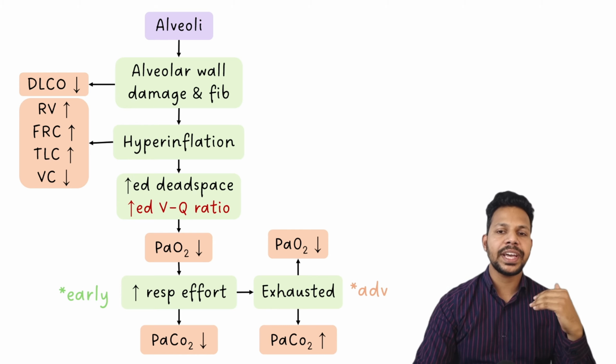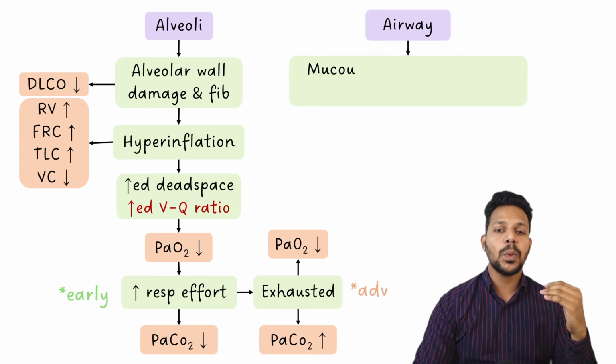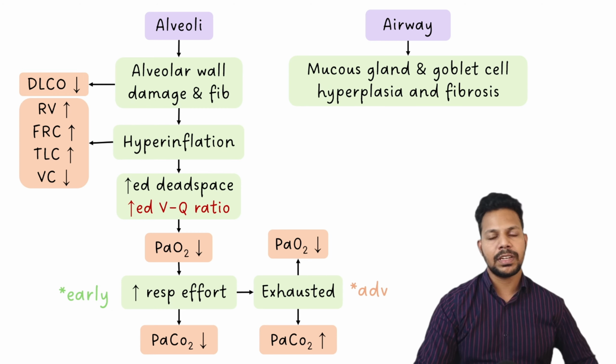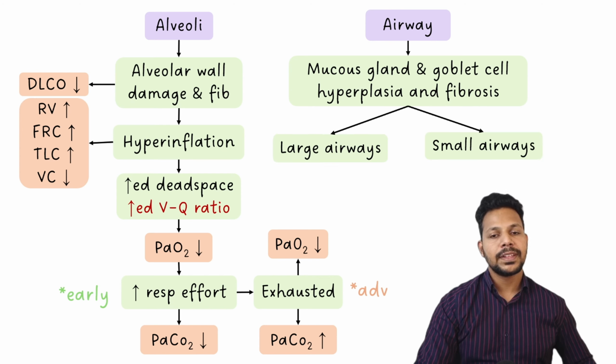Now let's see the effect on the airways. When you look at the effect on the airways, there is mucus gland and goblet cell hyperplasia, and there is also significant fibrosis in the airways as well. When this pathology affects the larger airways, the patient will have productive cough.